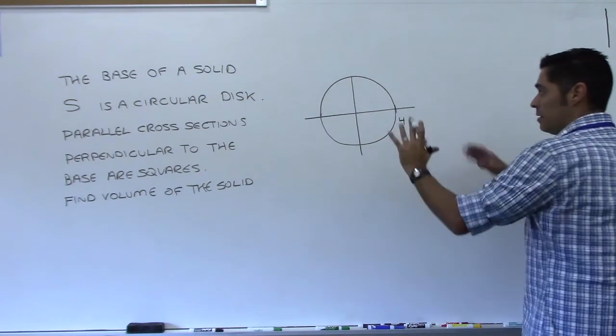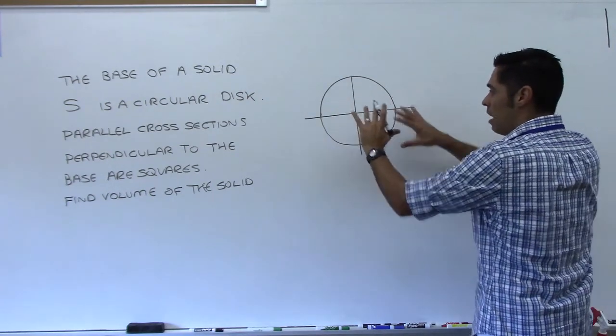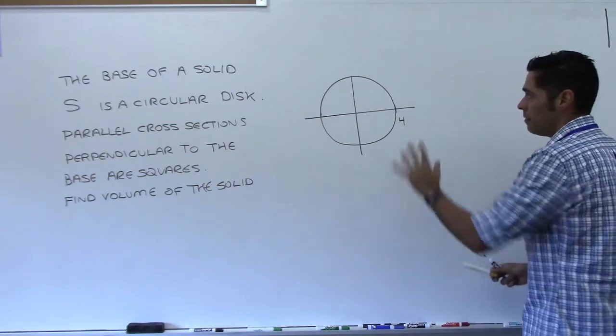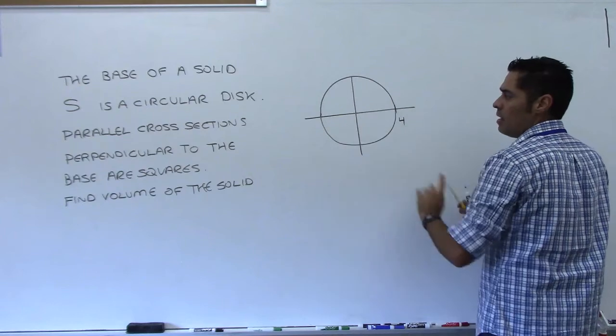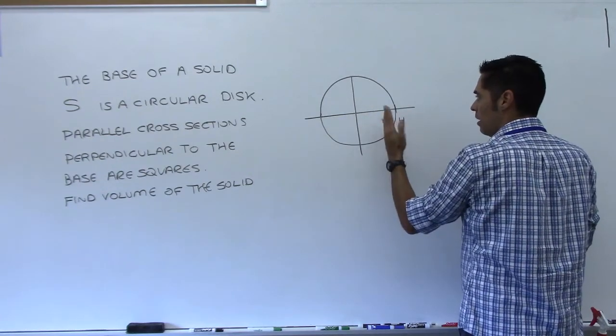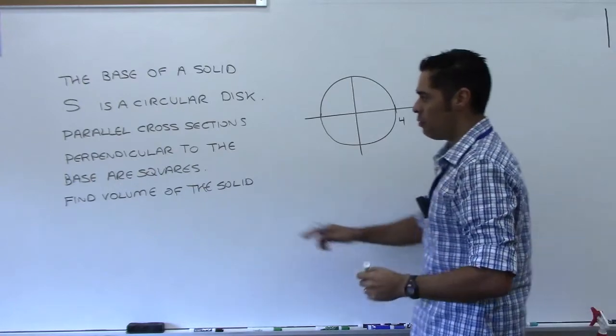So we have a disk on the ground. This is the bottom of this solid. The perpendicular cross sections. So imagine there's some solid above this, and if I come through and I take a slice out of that solid and look at it from the side, it needs to form squares.